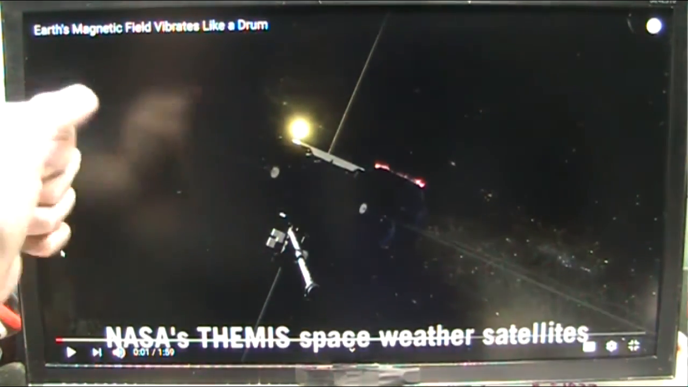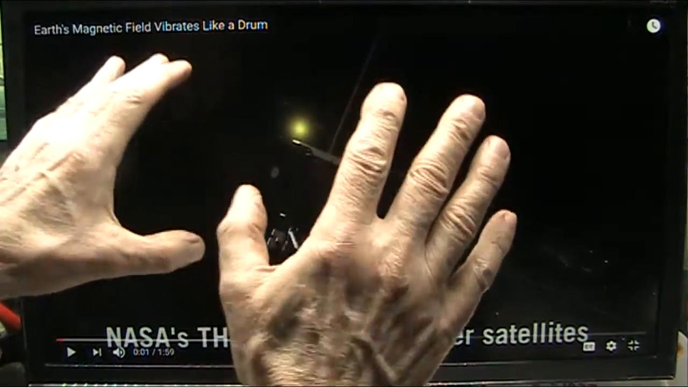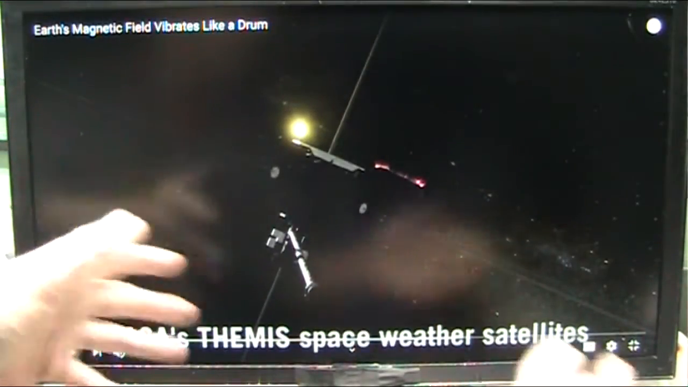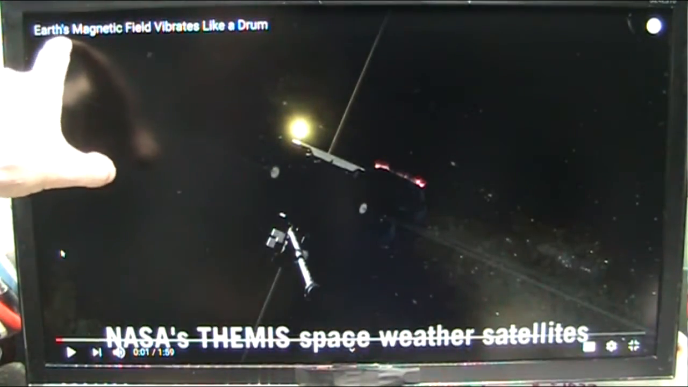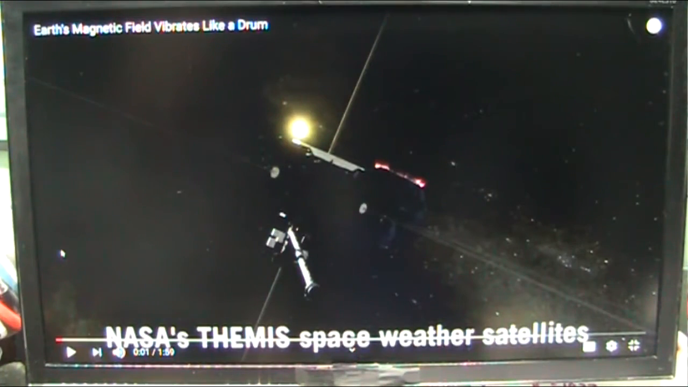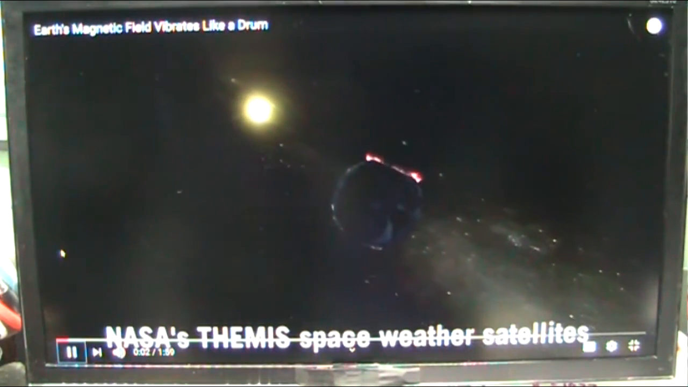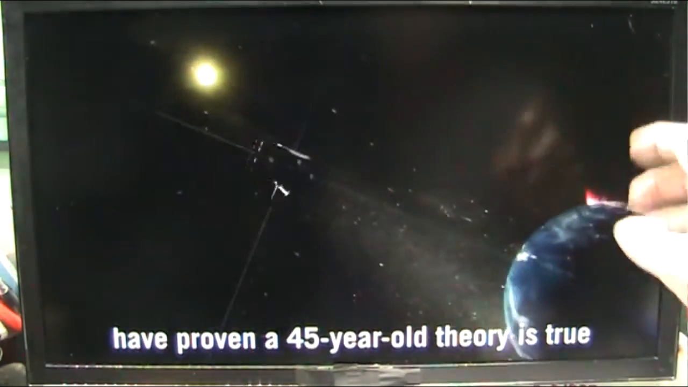All right, I need you to understand that all molecules vibrate. And you say, well, why do they vibrate? Well, what makes them vibrate? It's the Schumann frequency. It's our Earth's magnetic field vibrating like a drum. Listen to this. That's the poles where the fields are shooting out.